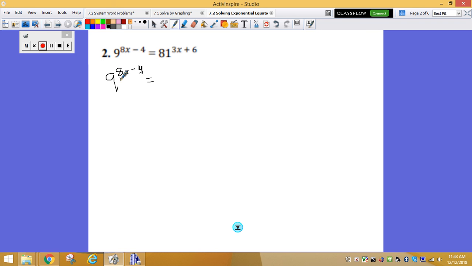To get 9 to be 81, I can square it, right? Do we all agree that 9 squared is the same thing as 81? Yes, it is. So I have 9 squared. I changed 81 to be 9 squared. And I still have to bring down my exponent, my 3x plus 6.